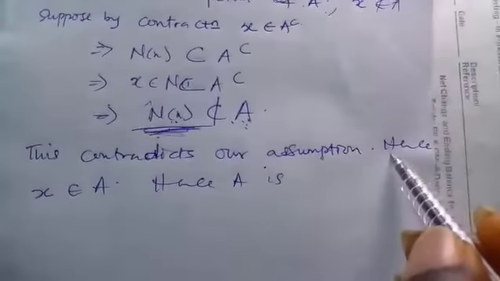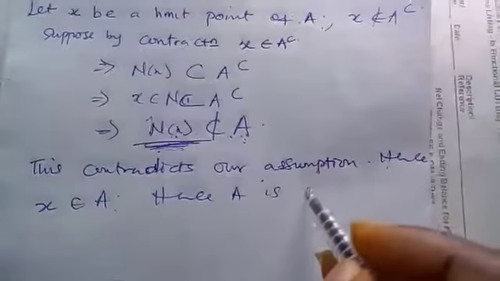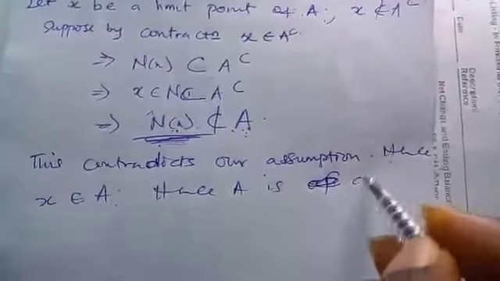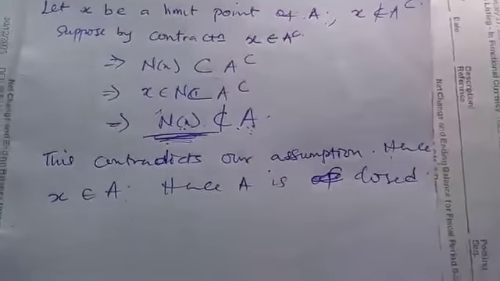This contradicts our assumption. So hence S belongs to A. So hence we cannot say that A is closed, and that completes the proof. So let's consider another theorem.